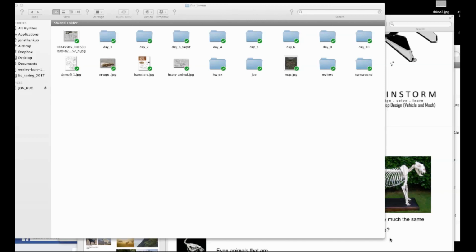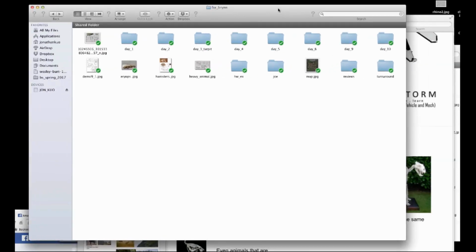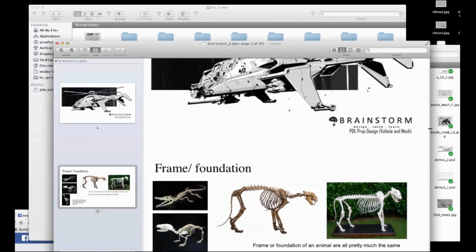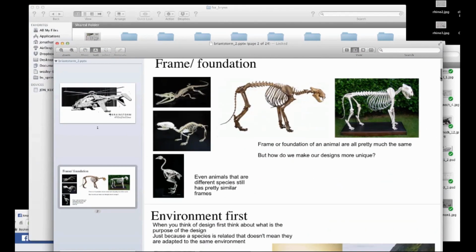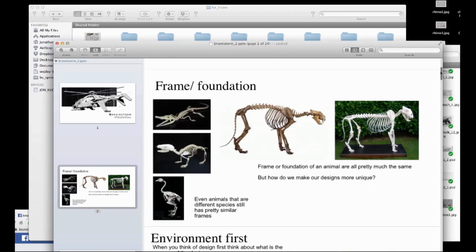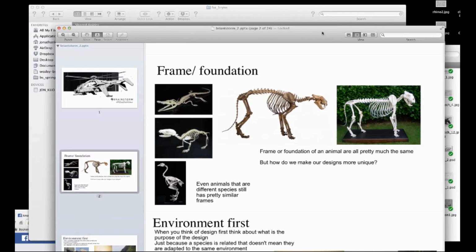So I want to start off with my intro to my class, just to give you a basic idea. This is from my Brainstorm School, and I want to show this to you guys because it talks about the same thing.